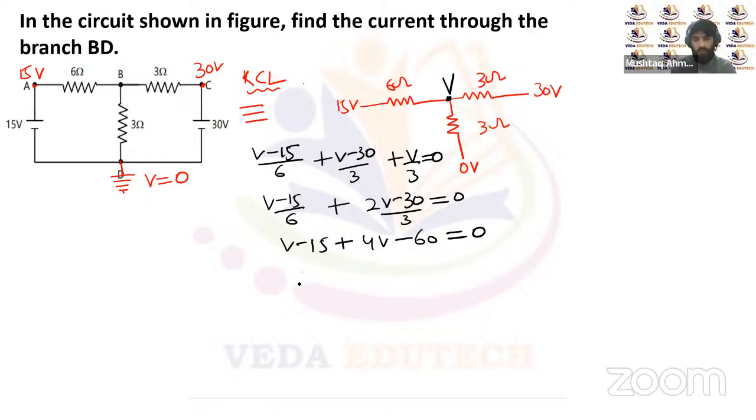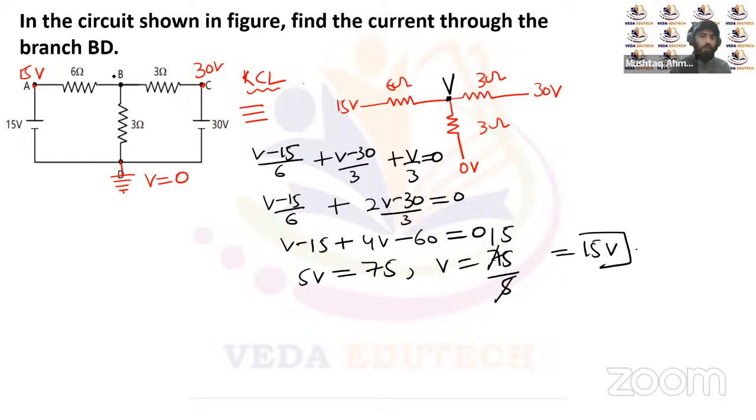So it means 5V has to be equal to 75, right? Or the potential at this point has to be equal to 75 over 5. That will be equal to 15, that's equal to 15 volts. So 15 volts is the potential at this point.